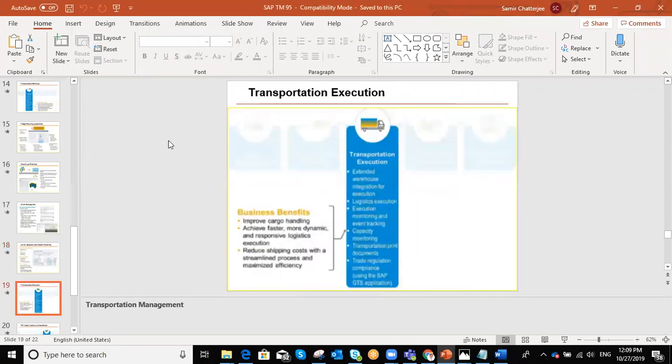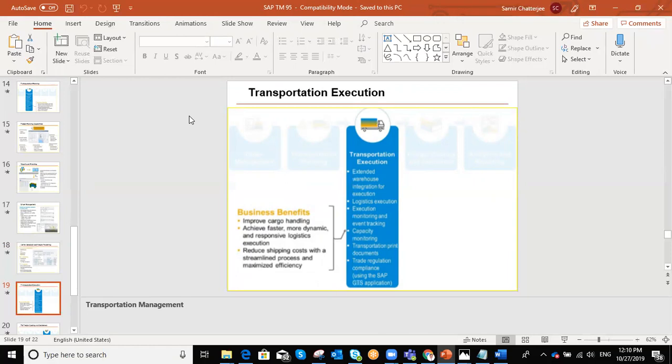Now, yesterday we covered 2 business processes under SAP TM 9.5. One is order management involving sales orders, and the other is transportation planning. Transportation planning involves planning and scheduling, which is the starting point for all the transportation and shipping activities like shipping point, delivering plant, loading group, transportation route, transportation lane, and transportation zone.